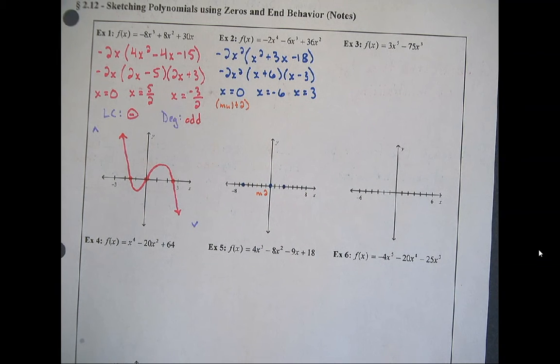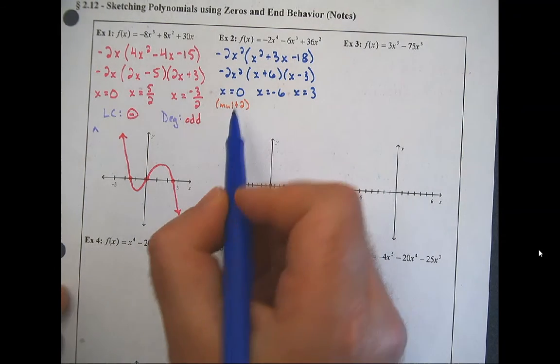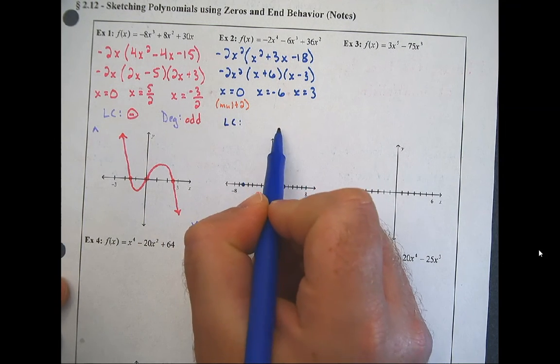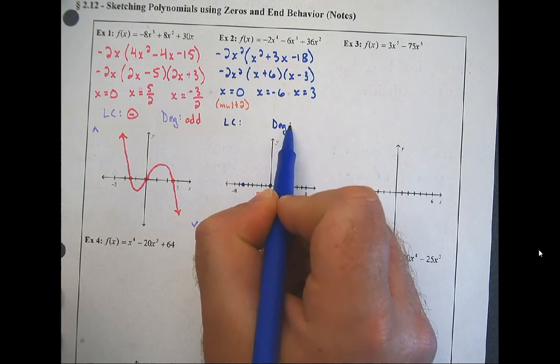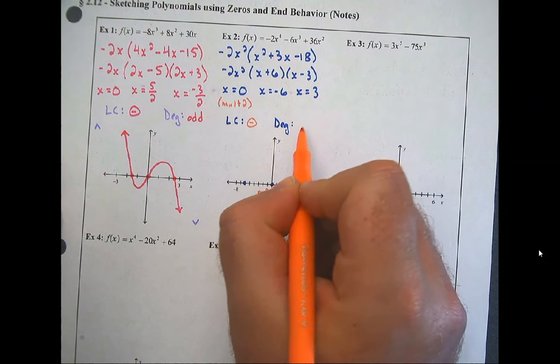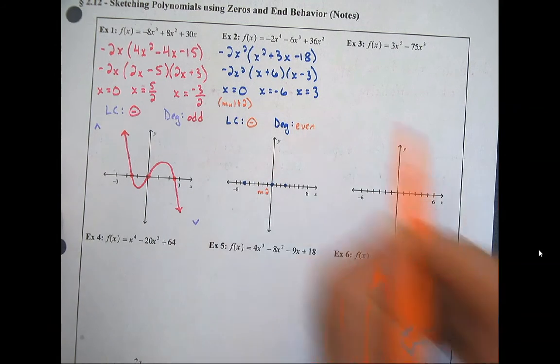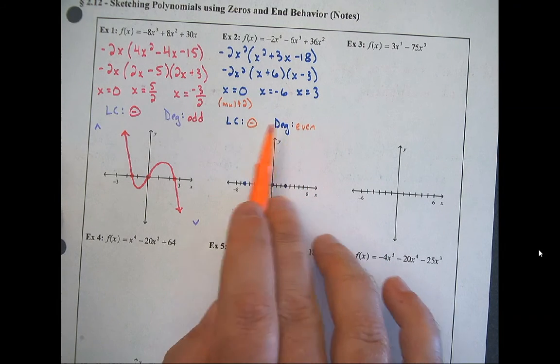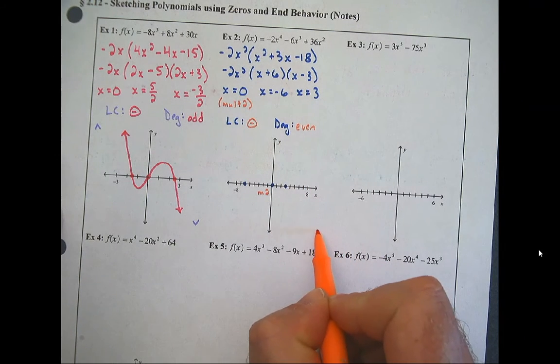It's up to you. Now I want to decide the leading coefficient and the degree so I can talk about the end behavior. My leading coefficient is negative. My degree is even. Okay, so positives to an even are positive times a negative is negative, so this branch will be pointed down.